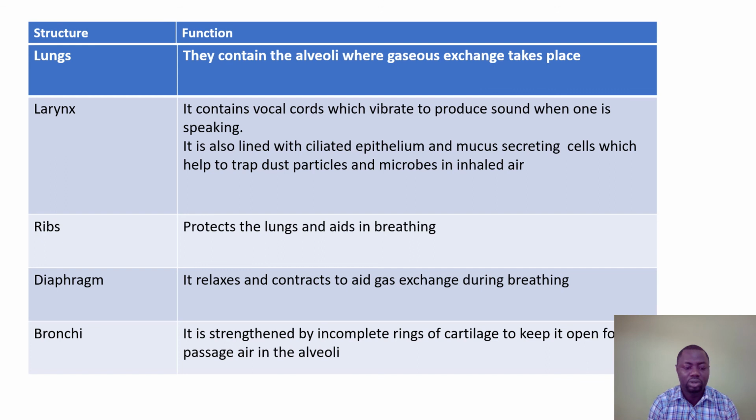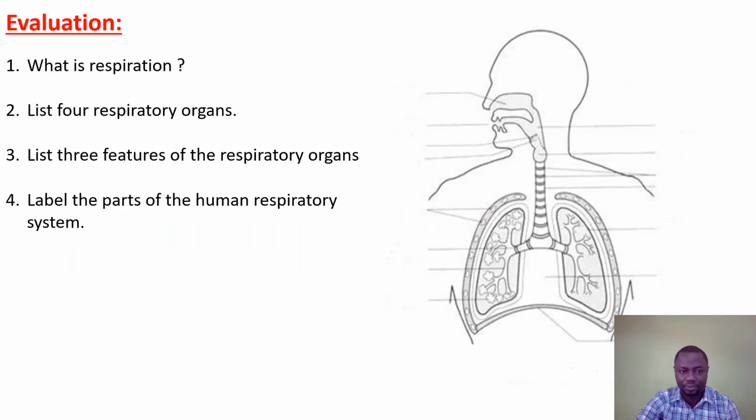Then last, the bronchi. One is bronchus, two is bronchi. So this is the plural of the bronchus. It is strengthened by incomplete rings of cartilage to keep it open for the passage of air in the alveoli. We'll learn this in detail the next time we pick up this lesson. Alright, so let's take our evaluation and then we wrap up this first lesson.